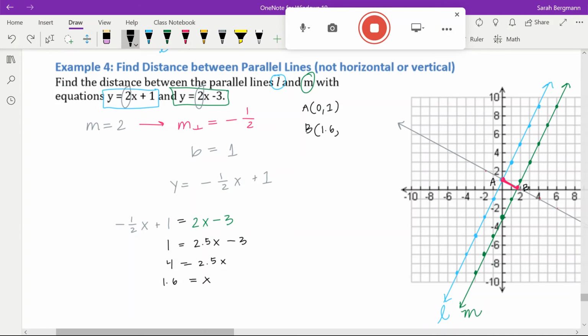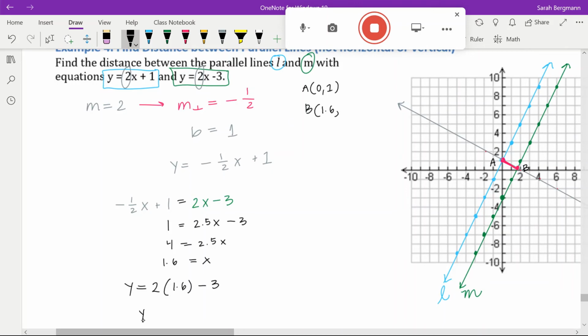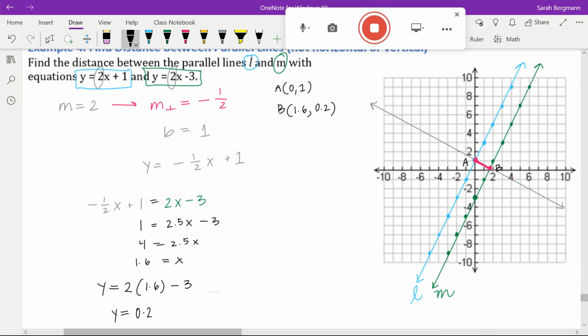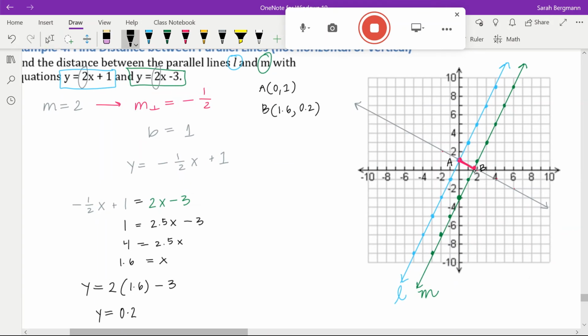So I see the green equation looks a little bit easier, so I'm going to plug it in here. So I have 2 times 1.6 minus 3. So I get that y equals 0.2. So now I know point B is at (1.6, 0.2). Double check on your graph if you use the straight edge. It should look pretty accurate.